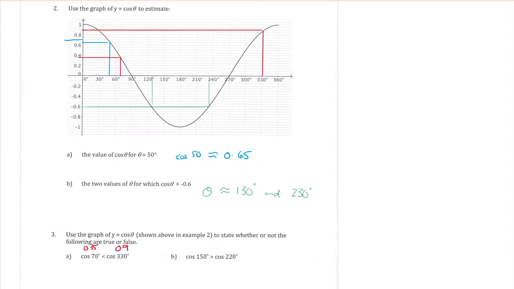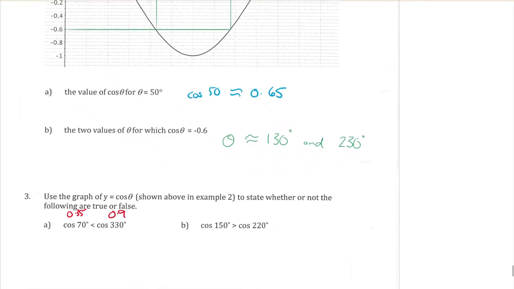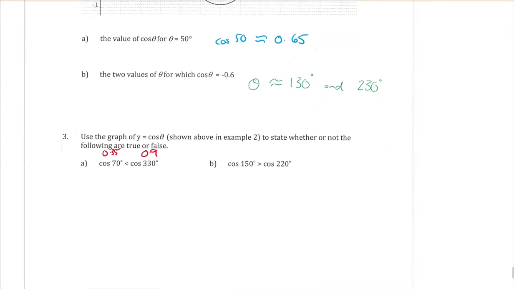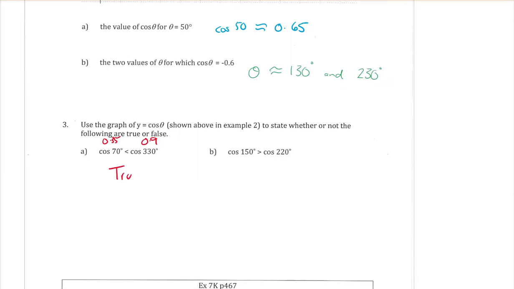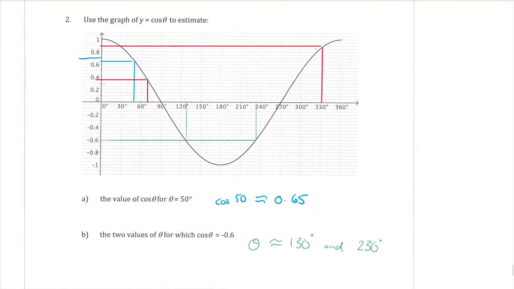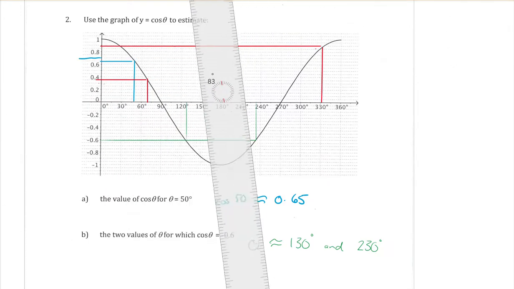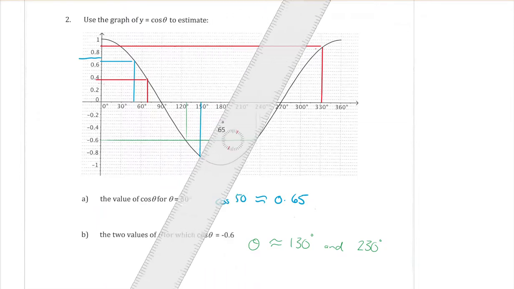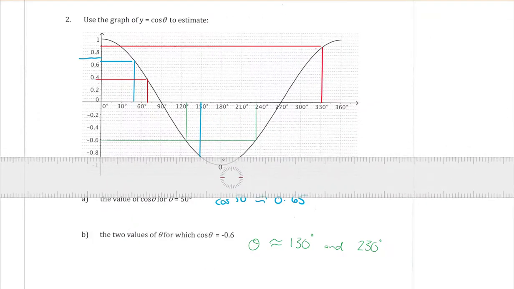Okay, so we are trying to determine whether that statement is true or false. Is cos of 70, which is 0.35, less than 0.9? Yes, it is, so that would be true. Okay, trying the second one, cos of 150. Cos of 150 is going to be here. So we need to know that value, which looks like it's going to be minus 0.85.